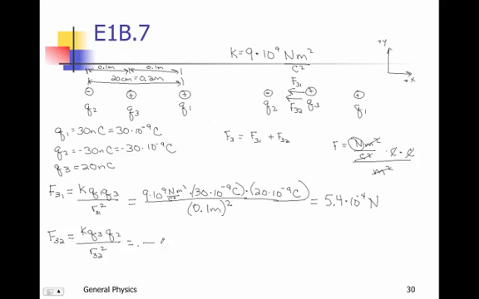So I have 9 times 10 to the 9th newton meter squared per Coulomb squared times 30 times 10 to the minus 9 coulombs times 20 times 10 to the minus 9 coulombs divided by 0.1 meters squared, because the distance between Q2 and Q3 is the same. So I end up with the same number here, 5.4 times 10 to the minus 4 newtons.